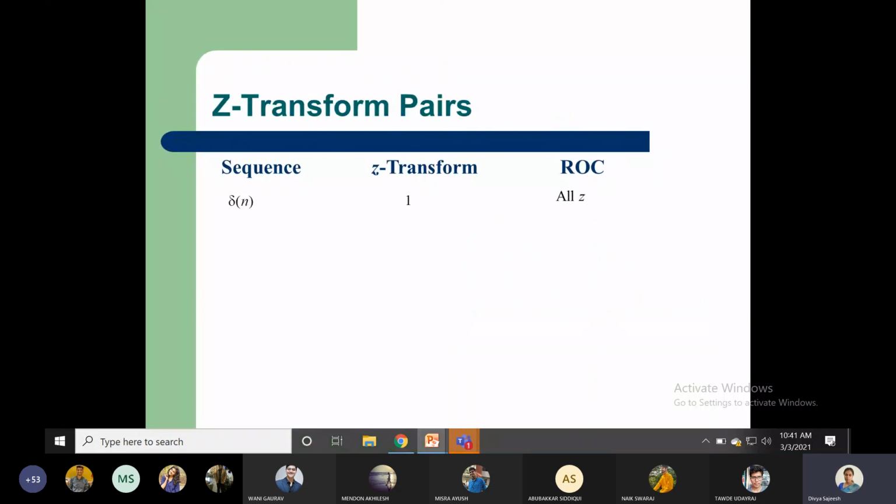Now these are the Z transforms we were doing till now. For a sequence delta n, the Z transform will be 1. The region of convergence will be the entire Z plane. Now delta of n minus m is a case of shifted signal, so it will be Z raised to minus m. So the region of convergence is the entire Z plane except 0 if m is greater than 0, or at infinity also if m is less than 0.